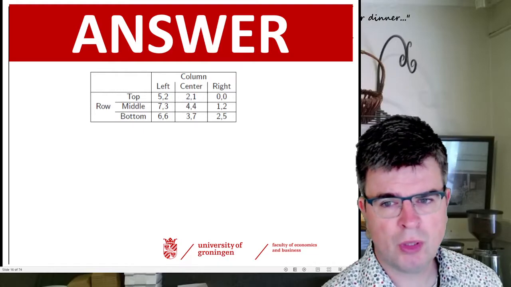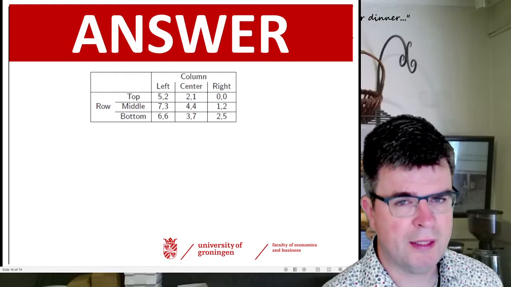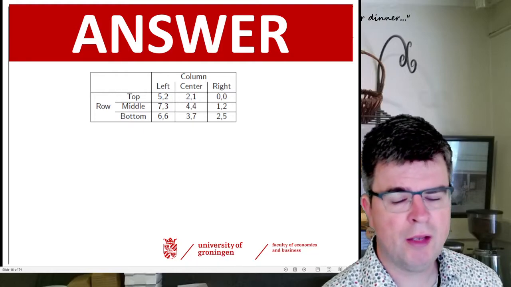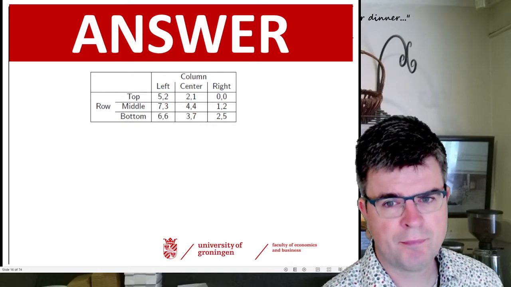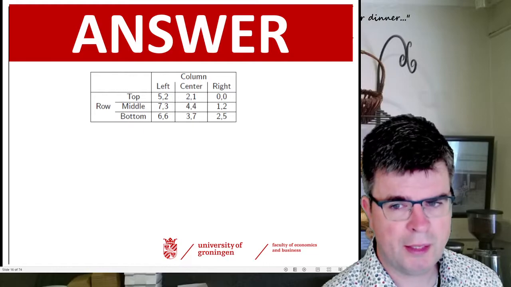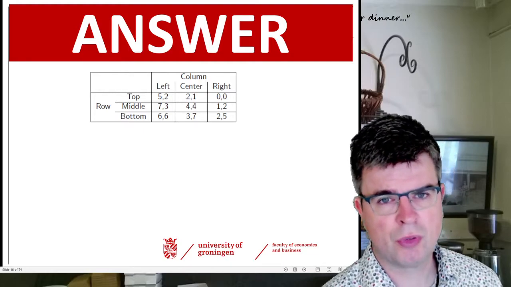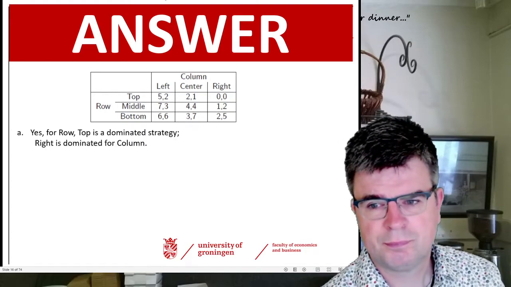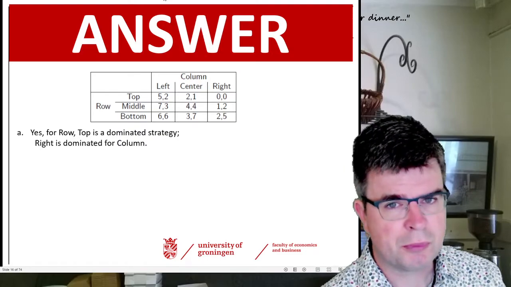Similarly, for column, if column expects row to play top, then it will play left. If column expects row to play middle, it will play center. If column expects row to play bottom, it will also play center. So column will play either left or center, but it will never choose right. So for column, right is a dominated strategy. And that completes the quiz question.